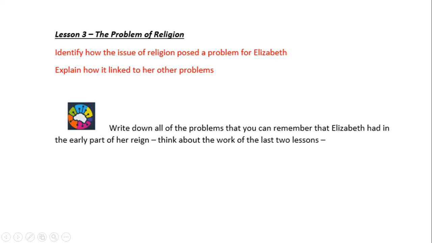I want you to write down all the problems that you can remember that Elizabeth had in the early part of her reign. Think about the work we've done in the last 2 lessons. Think about the different problems that you made notes on, and then without looking back, try and write down what you can remember. So pause this now and write down all the problems you can remember that she had.